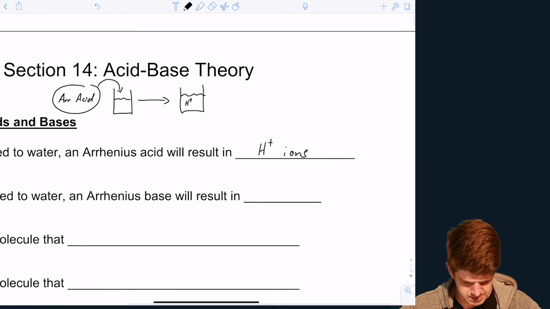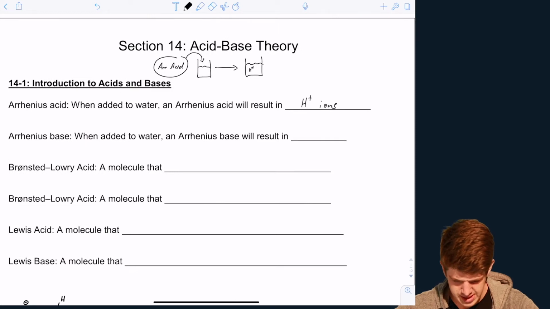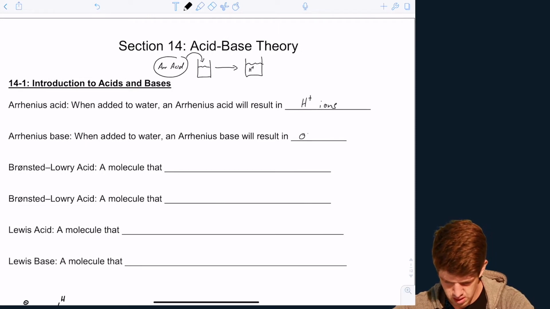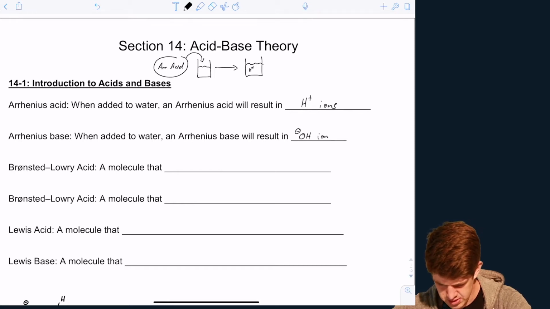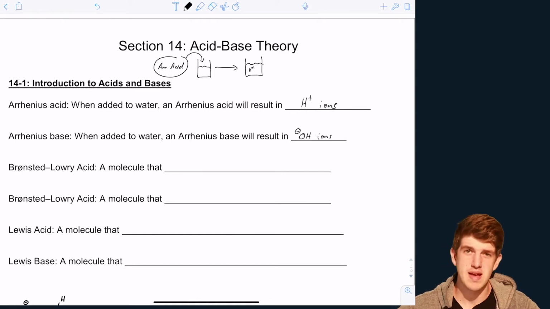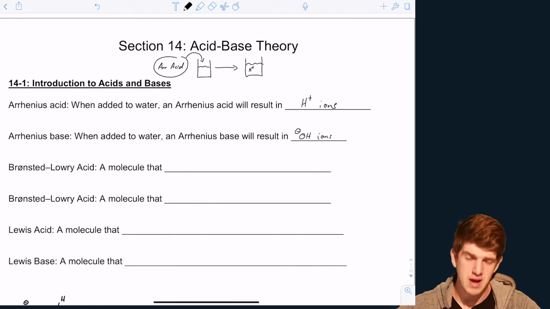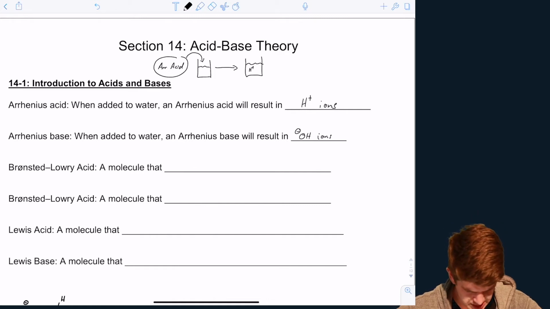Now, on the flip side, Arrhenius bases. So when added to water, an Arrhenius base will result in OH- ions, also called hydroxide ions. So the flip side is true for Arrhenius bases. I add them to water, I now have a higher concentration of OH- ions. So now for Bronsted-Lowry acids, we'll define them. We'll define both Bronsted-Lowry and Lewis, and then we'll get into an example of how to tell the difference.